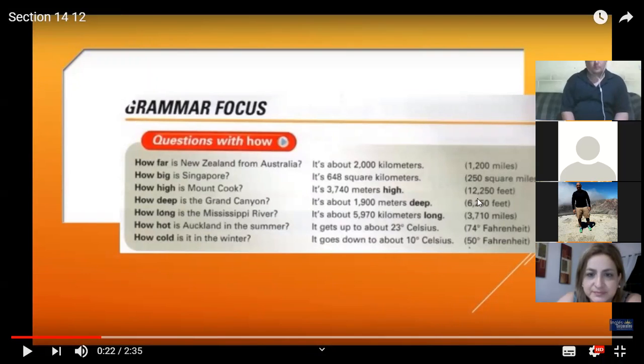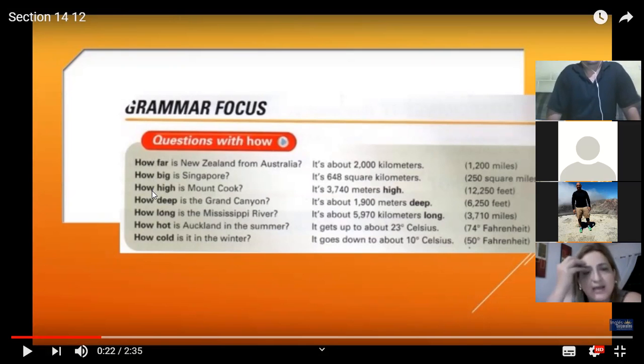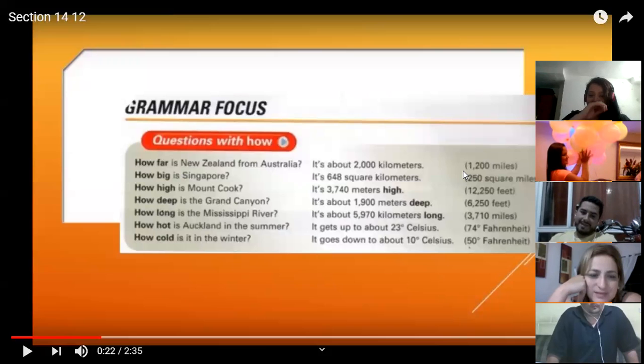Right. Okay. Let's repeat the simple structure one more time. How far? How big? How high? How deep? How long? How hot? And how cold?